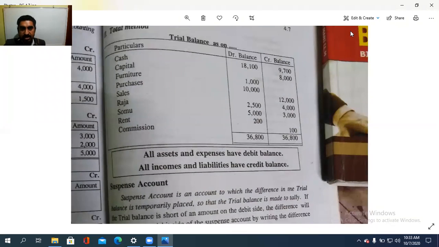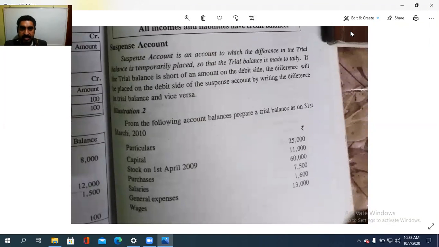Then another term is the suspense account. Suspense account is an account to which the difference in the trial balance is temporarily placed so that trial balance is made to tally.